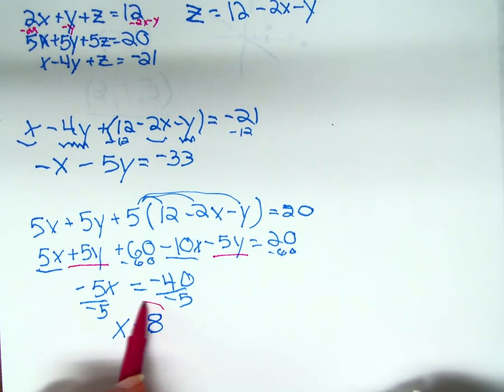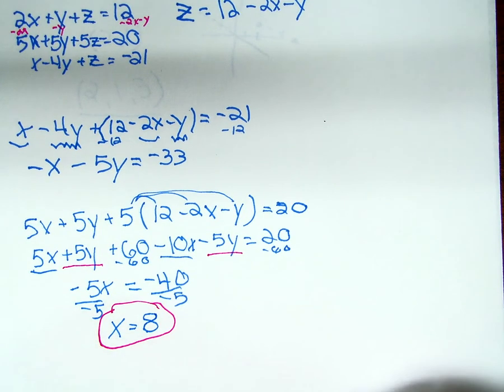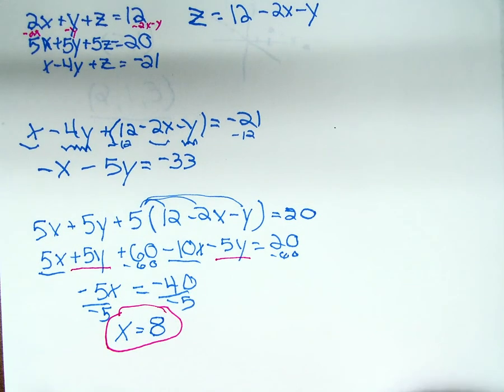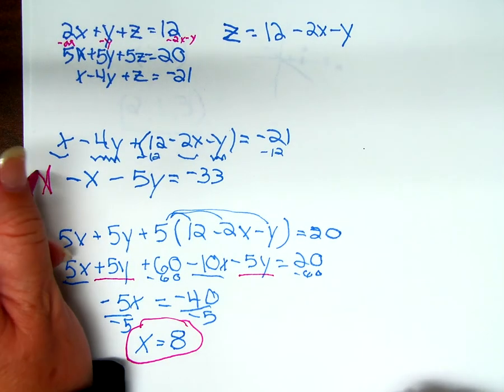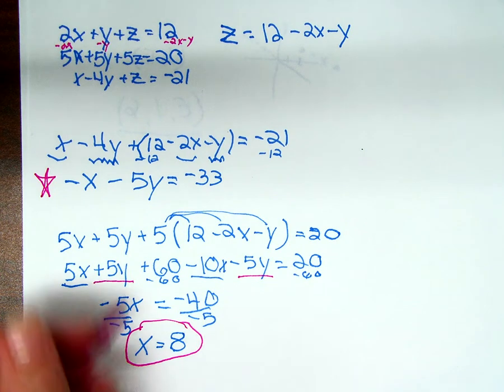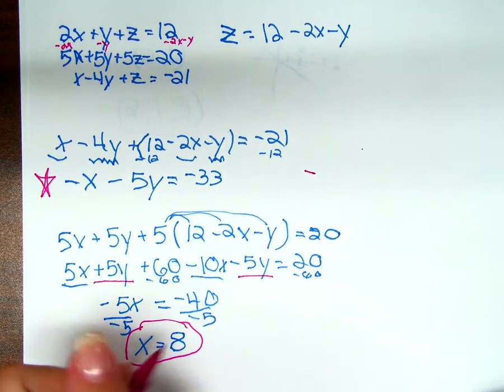Okay? But here's the cool thing. I just found one of the parts of my answer, right? What should I do with this? Where do I want to plug it in? The easiest one happens to be right here. Why is that the easiest one? It already only has two variables, right? So if I take it right up there right now, I'll say negative x, which is 8.